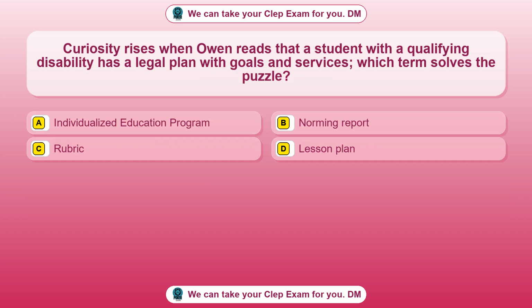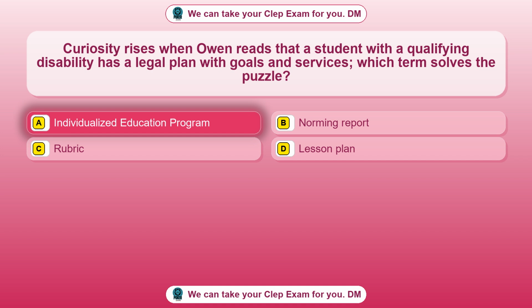Question 62. Curiosity rises when Owen reads that a student with a qualifying disability has a legal plan with goals and services. Which term solves the puzzle? Option A, individualized education program. Option B, norming report. Option C, rubric. Option D, lesson plan. The correct answer is option A.